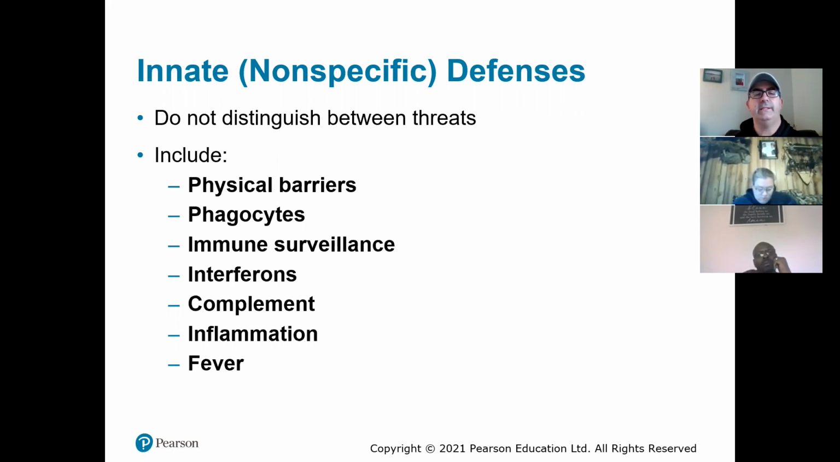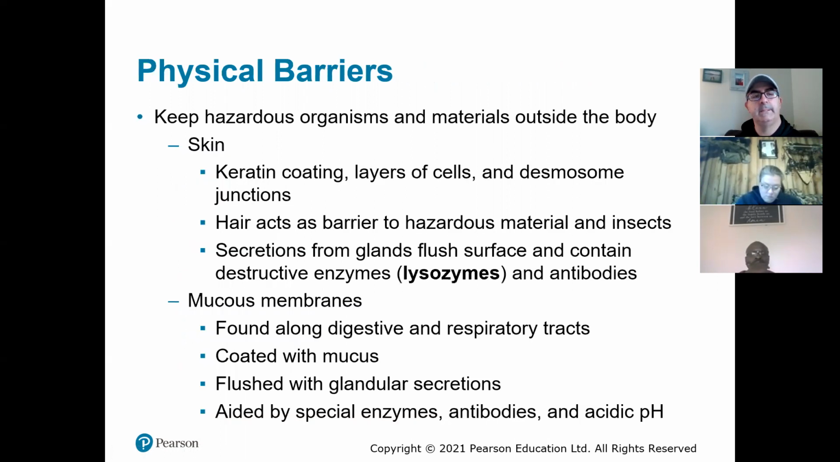And they include all of these things. They don't distinguish between threats, right? So they just see something that does not look right, whether it's a foreign bacteria or a virus, or a cell that looks sick, that looks like it's infected, right? It's something that doesn't look right, and that will trigger some of these innate defenses. They include all of these things: physical barriers, phagocytes, immune surveillance, interferons, complement, inflammation, fever. We're going to talk about a few of those things.